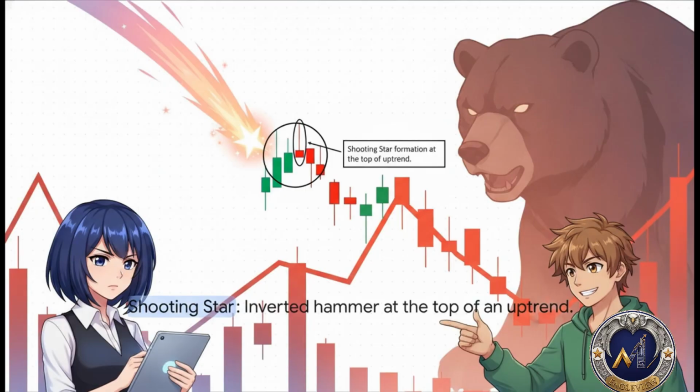Remember that inverted hammer we saw earlier at the bottom of a chart? Well, if that exact same shape happens at the top of an uptrend, it gets a brand new name, the shooting star. And spoiler alert, it becomes a bearish signal.